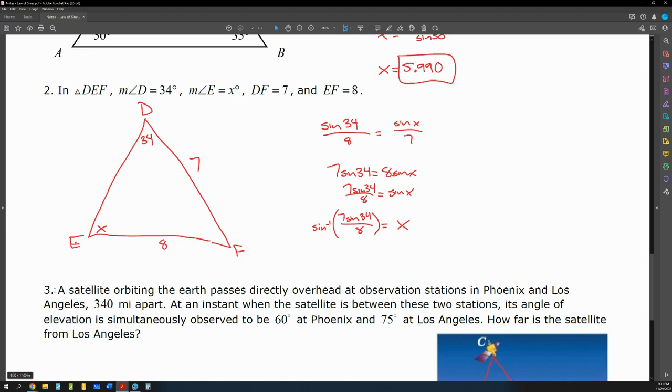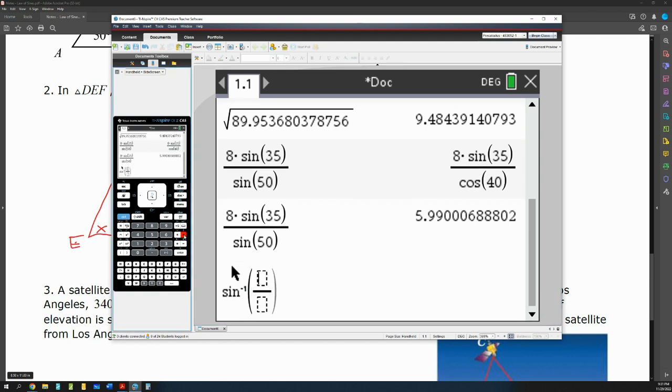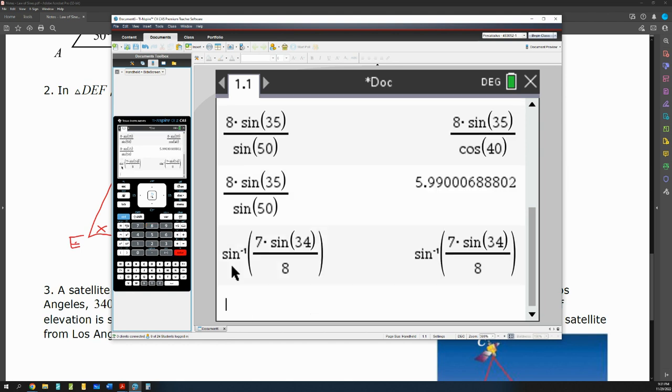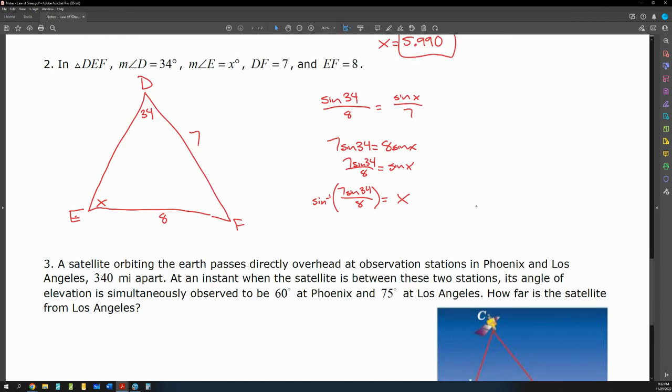Let's go ahead and plug that into our calculator. So we have inverse sine of 7 sine 34 all over 8, and control enter. We get about 29.294. X is equal to 29.294 degrees. All right. One more problem.